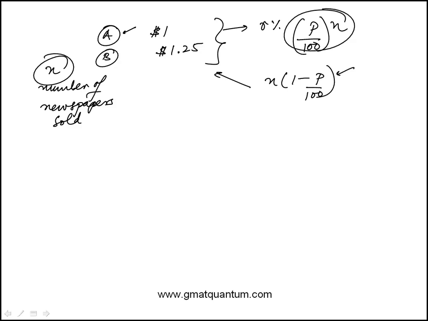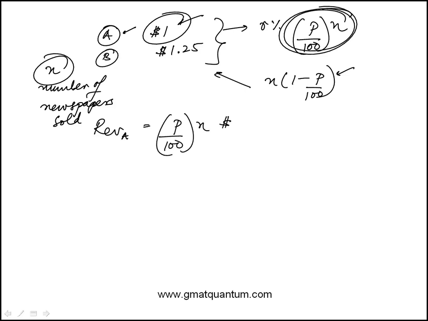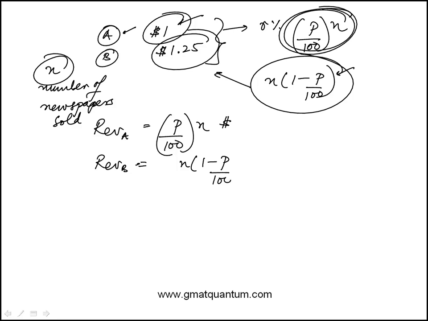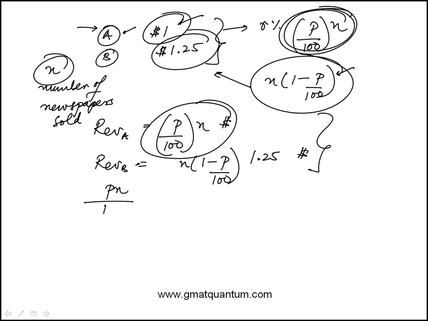Now the revenue for newspaper A would be the number sold times the price of each, which actually, because it's 1, would just look like that, but this is in dollars. Revenue from B would be this times 1.25, and 1 minus P over 100 times 1.25. This is in dollars. And the other condition is R% of the store's revenue was from newspaper A. So this, as a percent of the total, is R%. So the condition is PN over 100 over the sum of these two revenues, PN over 100 plus N times 1 minus P over 100 times 1.25.